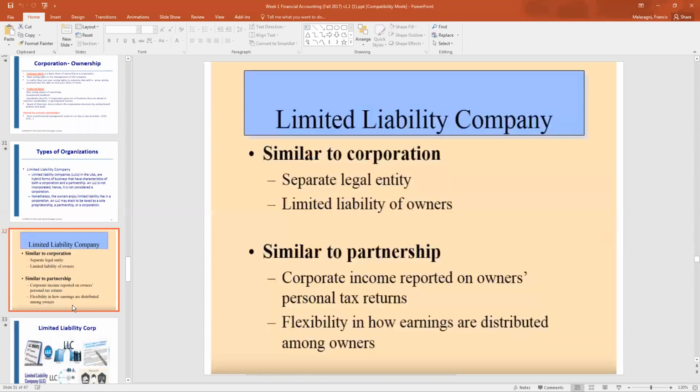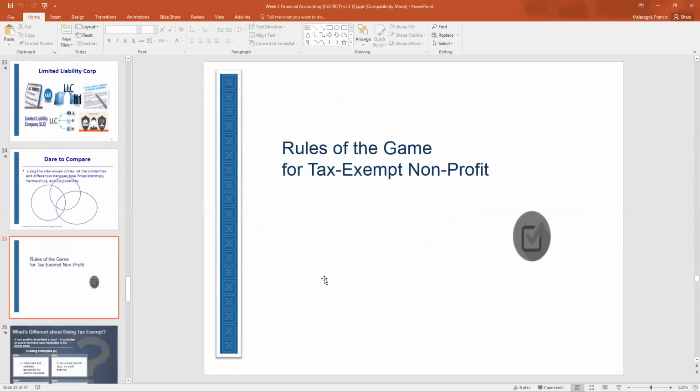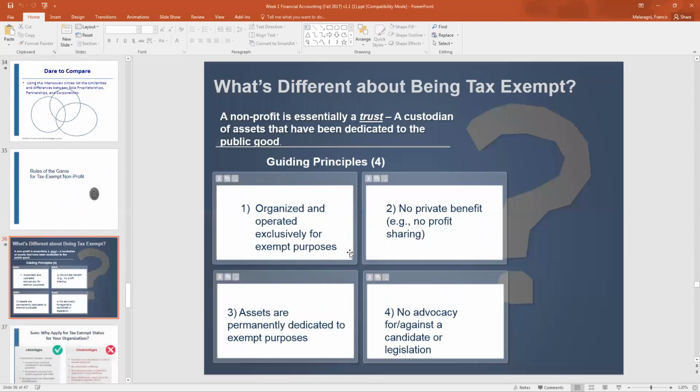So, okay, so let's talk a little bit about nonprofits. So nonprofits are given special status in the United States, and so there's really four.